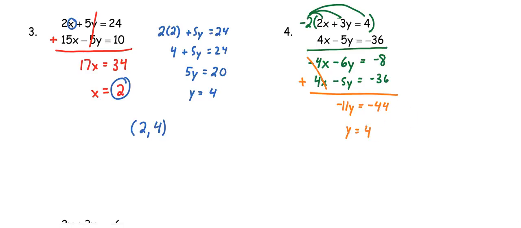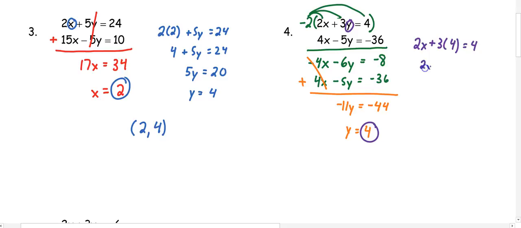Once we know that y is 4, we're going to take that value and substitute back in. So again, I just picked the first equation. 5x plus 3 times 4 equals 4. So 2x plus 12 equals 4. Subtract 12 from both sides, 2x equals negative 8. Divide by 2, so x is negative 4. So this ordered pair would be (-4, 4).